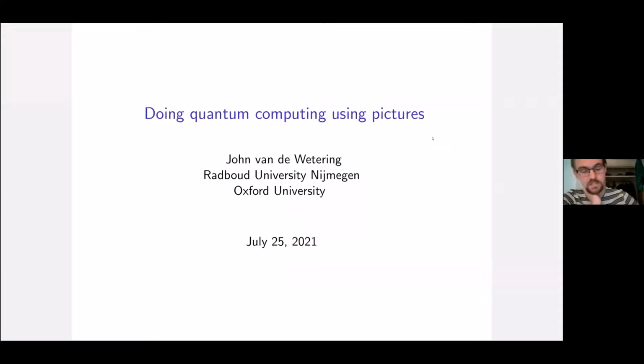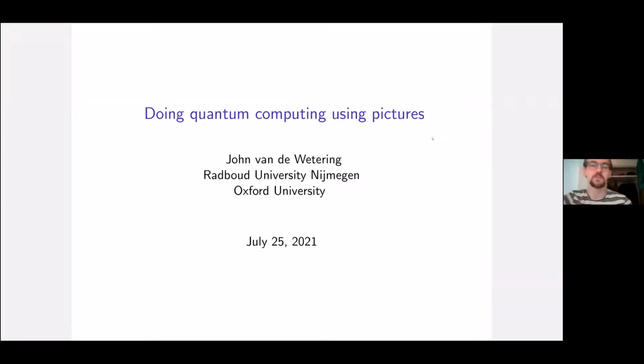I did my PhD in Nijmegen in the Netherlands, and right now I'm doing a postdoc in the Oxford Computer Science department on a research project to use diagrammatic methods and graphical methods to do quantum compilation, which is what this talk is about as well.